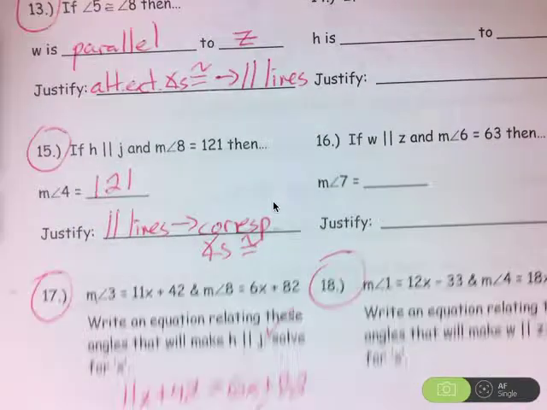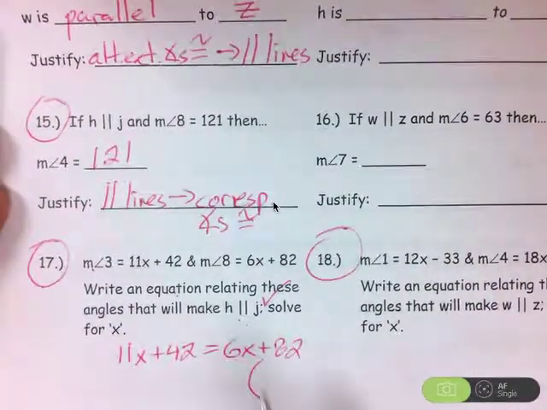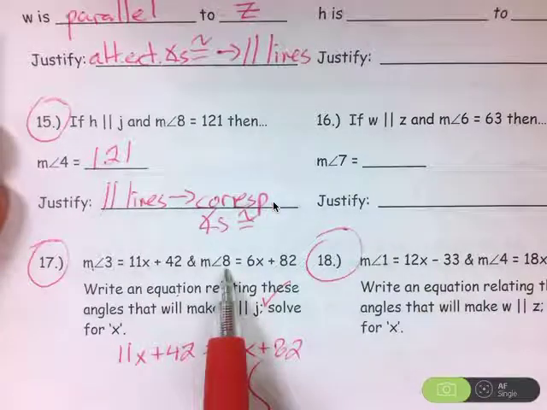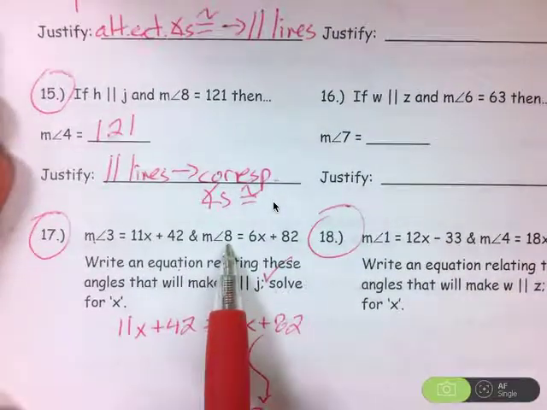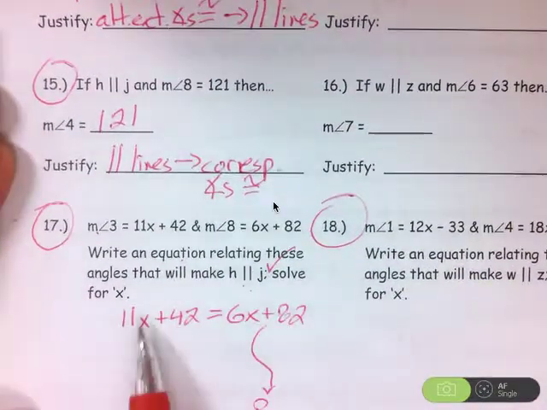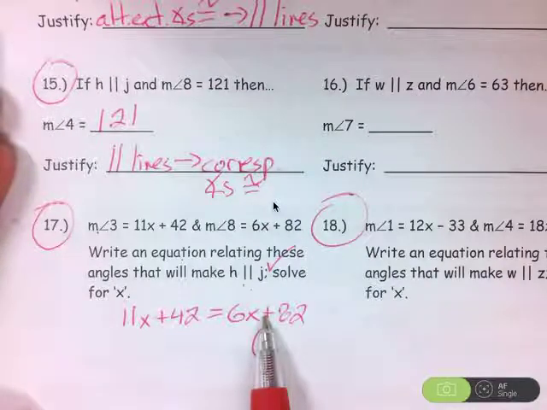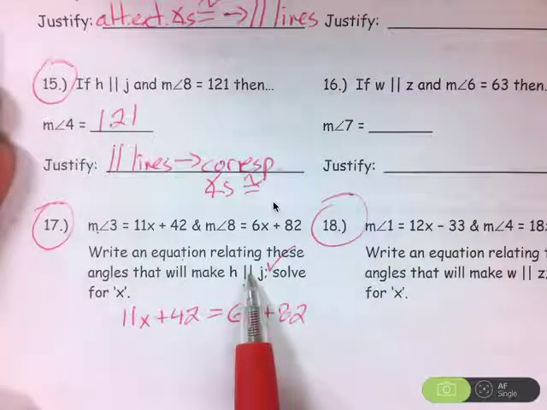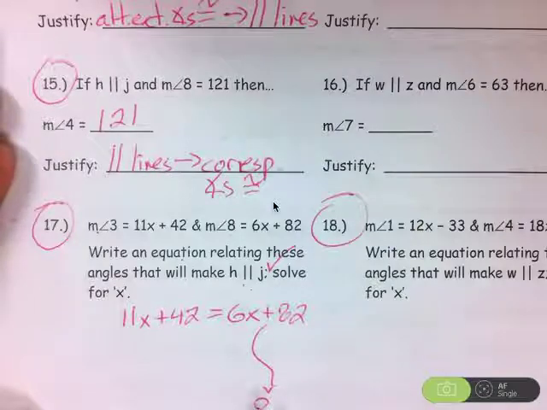Oops, you can't see what I was doing, I apologize. So again, the 3 and the 8 are alternate exterior angles. If I can force them to be congruent, so if I can force their measures to be equal, then I know that H and J are going to be parallel. So I'm not too worried about the algebra. What is important to me is that you show me the equation.